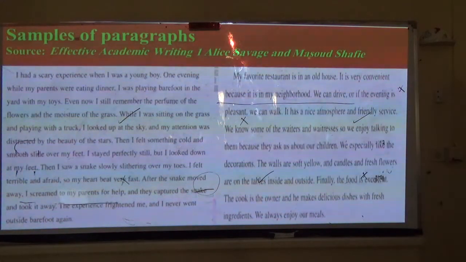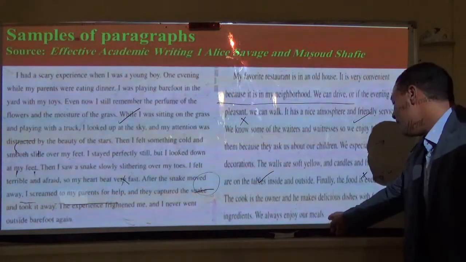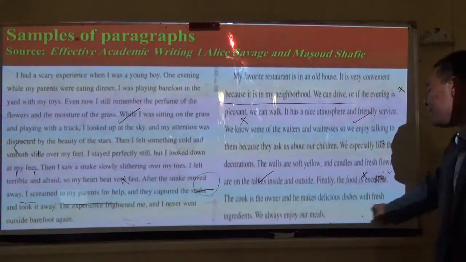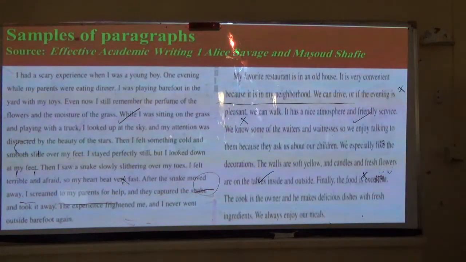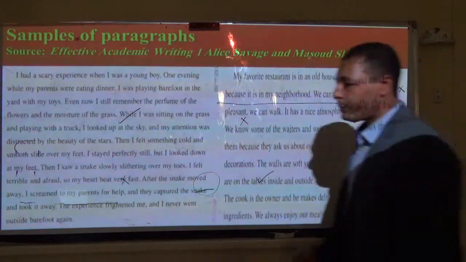children. We especially like the decorations. The walls are soft yellow and candles and fresh flowers are on the tables inside and outside. Finally, the food is excellent. The cook is the owner and makes delicious dishes with fresh ingredients. We always enjoy our meals. This is the concluding sentence. Here you say your opinion.